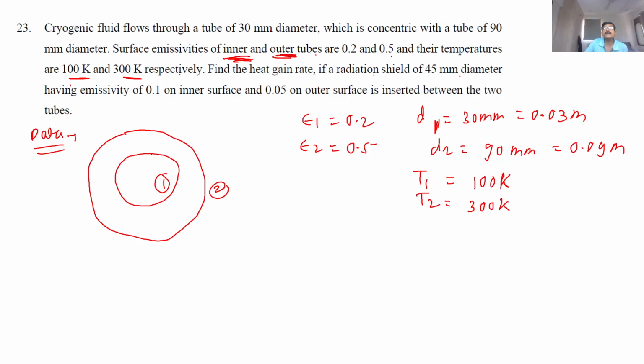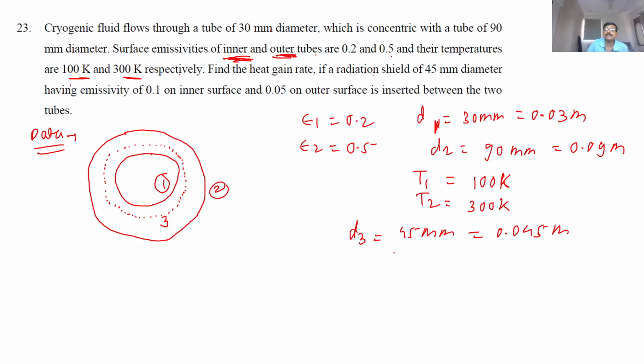If a radiation shield of 45 mm is placed, so there is a shield between the two surfaces. This dotted one is a radiation shield, so I will number it as 3. 1, 2 and 3, just like flat parallel plates. Numbering is like this. Of 45 mm diameter. So D3 is how much? D3 is the diameter of the shield, 45 mm, that means 0.045 meter.